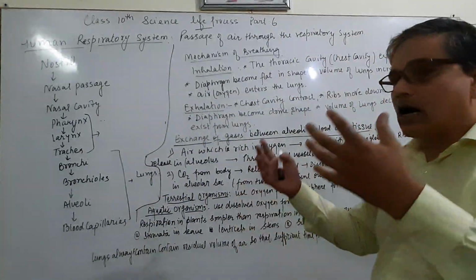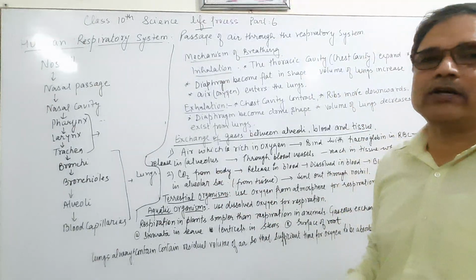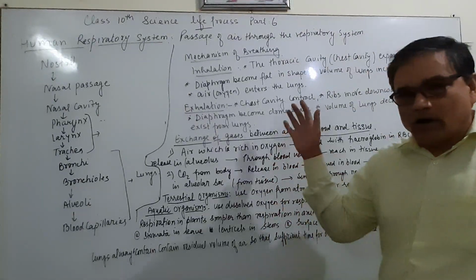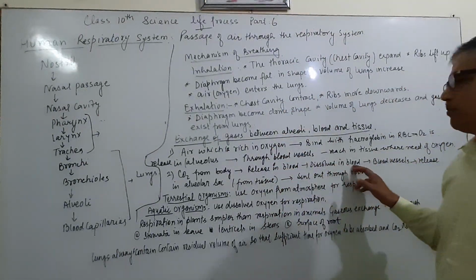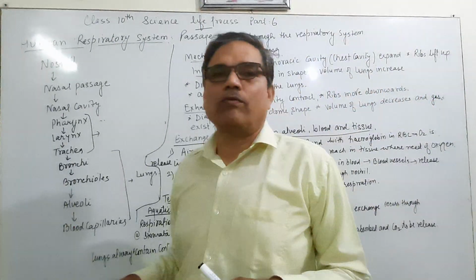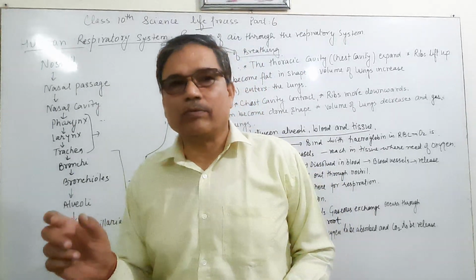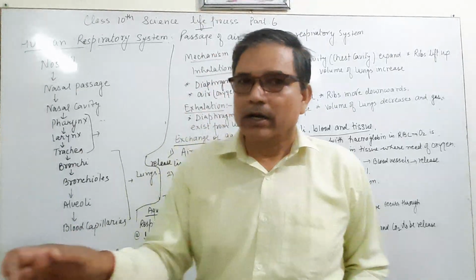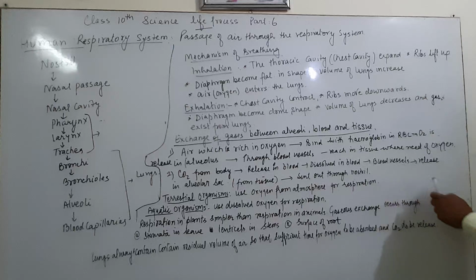And then the carbon dioxide from all parts of the body, from the tissue, from the cell, is released into the blood, where it dissolves. Carbon dioxide is more easily dissolved in liquid as compared to oxygen. So carbon dioxide is dissolved in blood and carried through the blood vessels.